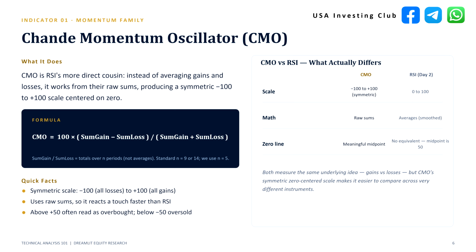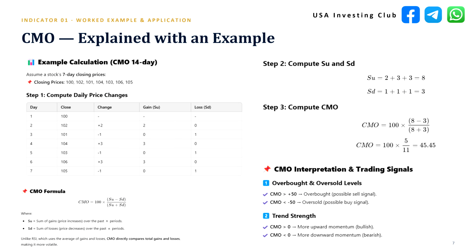Compare that directly to RSI. RSI runs 0 to 100 with no genuinely meaningful zero line, since its midpoint is 50. CMO runs -100 to +100, so 0 itself is a meaningful crossing point. Both tools measure the same underlying idea, gains versus losses, but CMO's symmetric, zero-centered scale makes it easier to compare across very different instruments. Let's hand calculate CMO on concrete numbers.